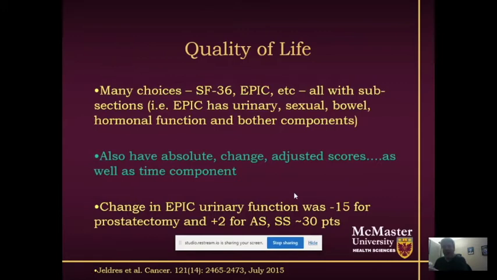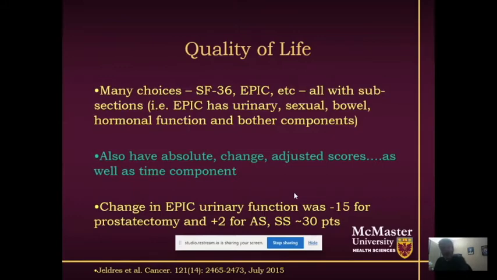In addition, you have to look at, are you interested in the absolute score, the change in the score? Are you looking at adjusted scores based on other factors that may occur? Are you looking at a time component? And what I mean by that is, what's the time after treatment that's really important? Is it 3 months after treatment? Is it 6 months? Is it 2 years? Or is it across the entire spectrum of time after treatment that you're really interested in? Again, depending on the score that you use, you may have vast differences.